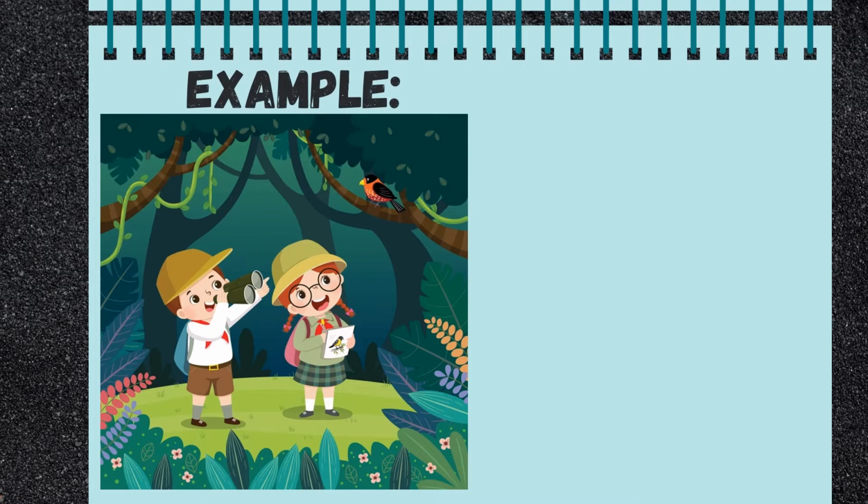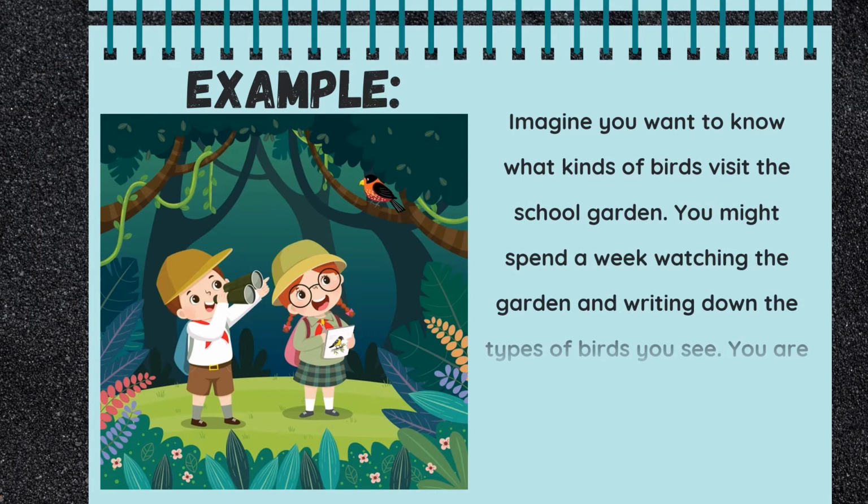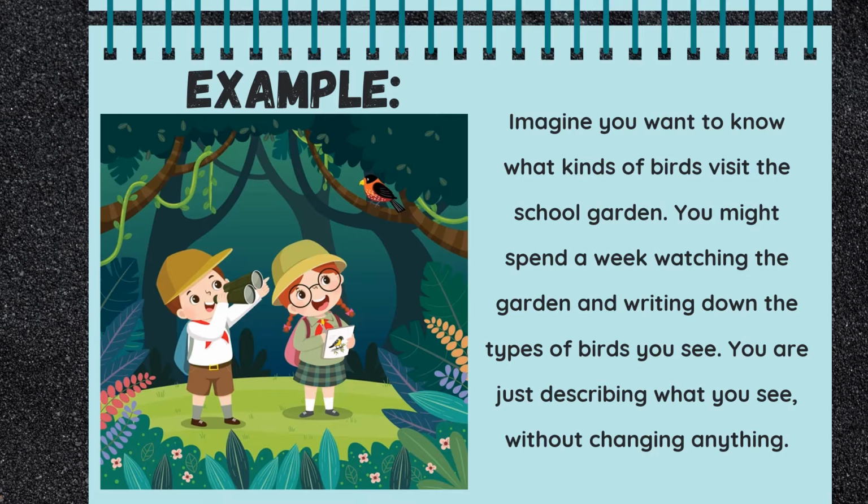For example, just imagine you want to know what kinds of birds visit the school garden. You might spend a week watching the garden and writing down the types of birds you see. You are just describing what you see, without changing anything.